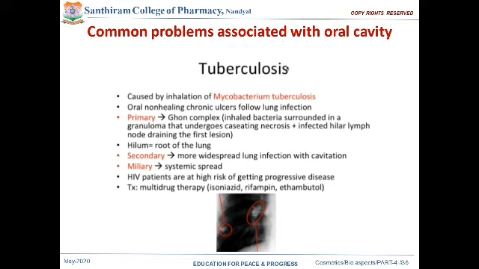Next, we have tuberculosis, and this is caused by inhalation of Mycobacterium tuberculosis. So that makes sense. And remember, syphilis was contact. Now we're talking about inhalation. Tuberculosis is characterized by oral non-healing chronic ulcers following lung infection. And again, we have primary, secondary, this time miliary instead of tertiary infections with TB.